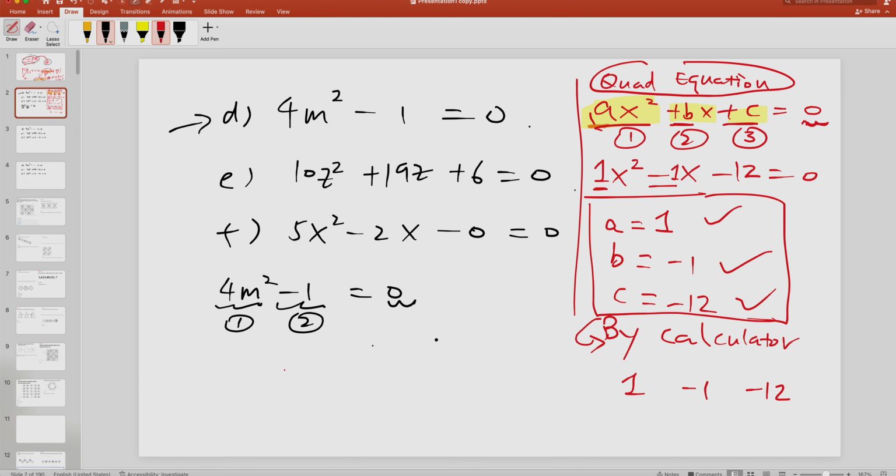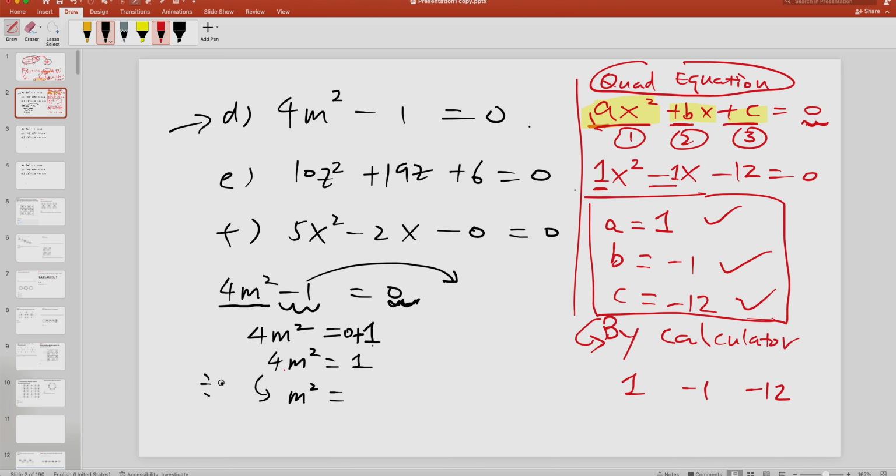With 2 terms, you solve it like we solve algebra. First thing first, underline similar terms. This one is with the letter, this one is the number, and 0 is also a number. So move the -1 over. You get 0 plus 1. After that is 4m squared equals to 1. So you divide by 4, you get m squared equals to 1/4.